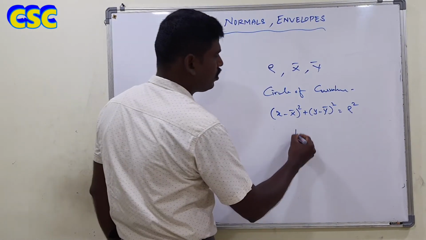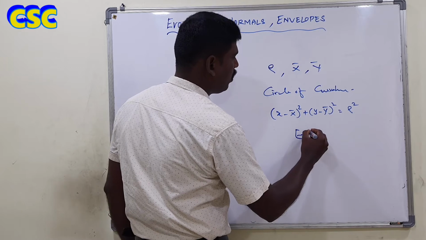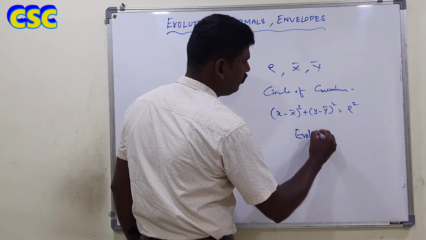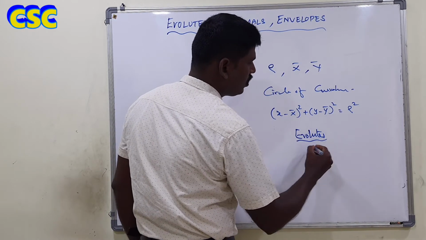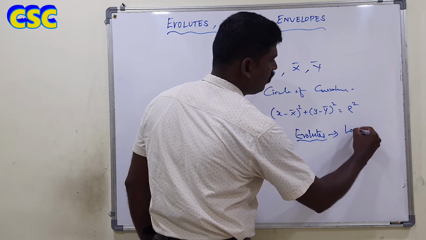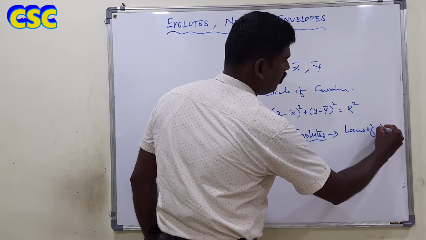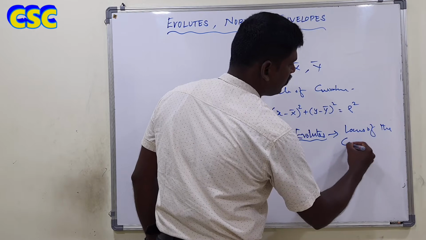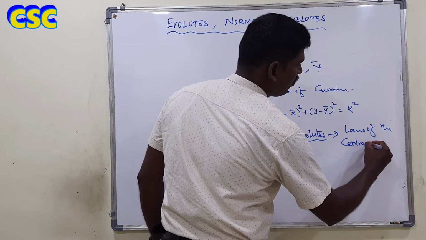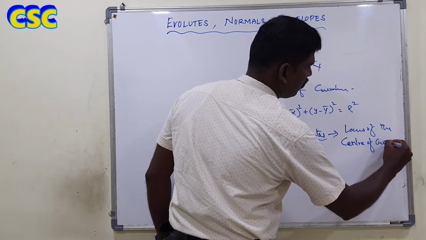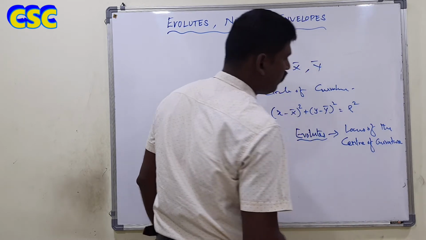What do you mean by evolutes? Most important topics from the exam point of view. Evolutes. Evolute is nothing but the locus of the center of curvature, isn't it? Locus of the center of curvature.